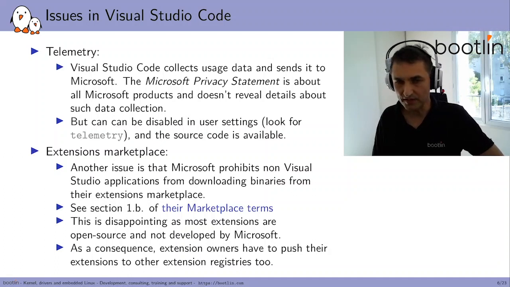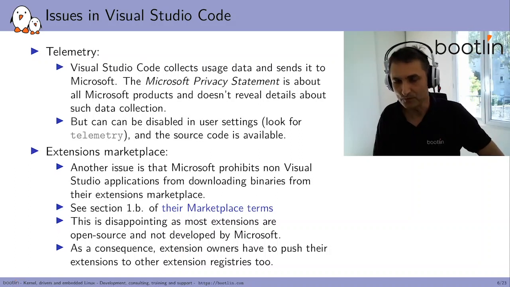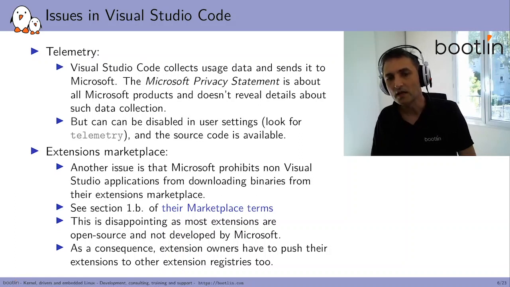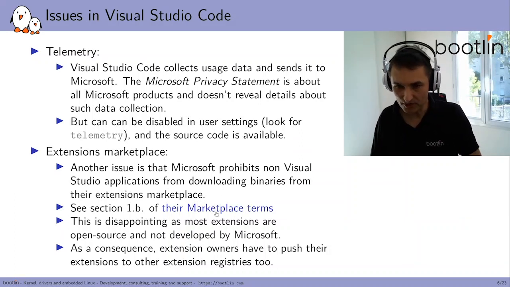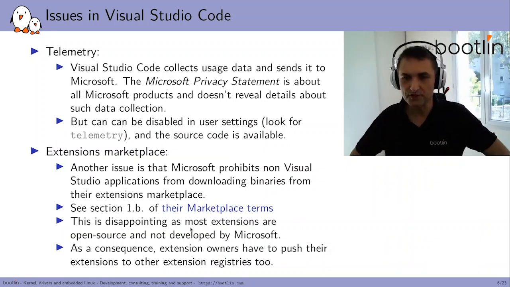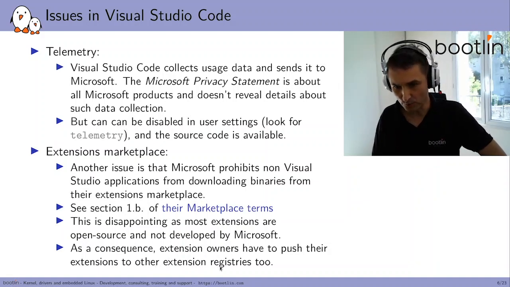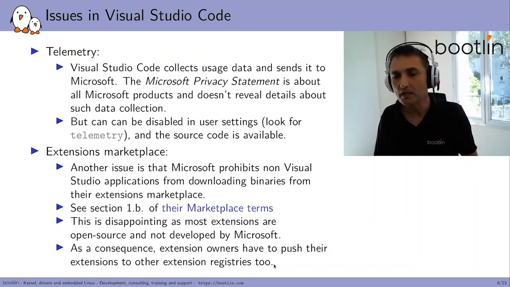Another issue is with the extensions marketplace. Microsoft prohibits non-Visual Studio applications from downloading binaries from their extensions marketplace, the Visual Studio Code marketplace. So you can't implement a third-party alternative that fetches from the Microsoft marketplace. You can see that in section 1.b of their marketplace terms, it's very explicit. I find this disappointing as most extensions are open source anyway and not developed by Microsoft. As a consequence, the extension owners have to push their extensions to other extension registries too, and that's manual, not automatic. They have to do that explicitly.